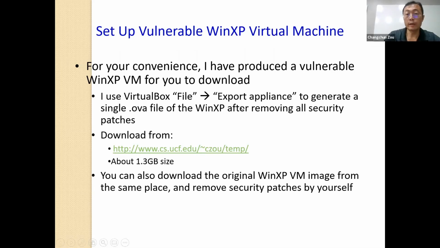How do I create this vulnerable Windows XP? Basically, when you import it, I disable all the security patches, then I use VirtualBox, File, and Export. Then you can export the existing virtual machine in your VirtualBox to a VM image. Then you can import this VM image to another computer, which will give you exactly the same configured virtual machine. So that's the advantage of a virtual machine. Basically, you can duplicate a specific copy to any computer without any problem. It's very easy to do.